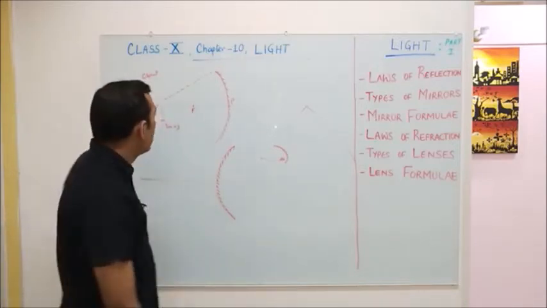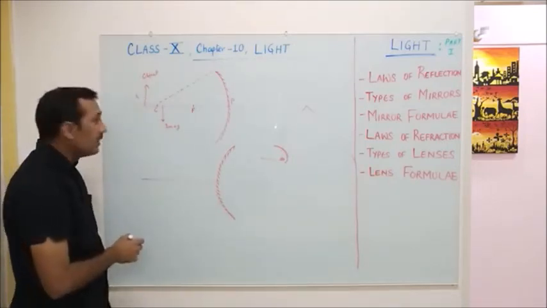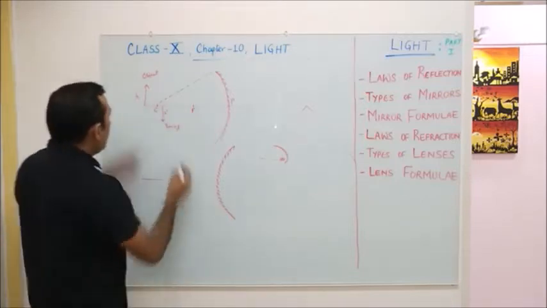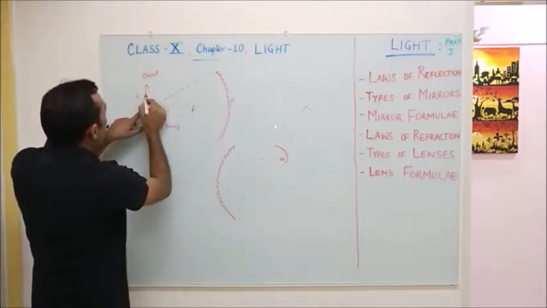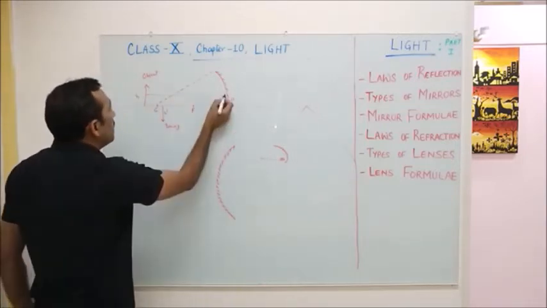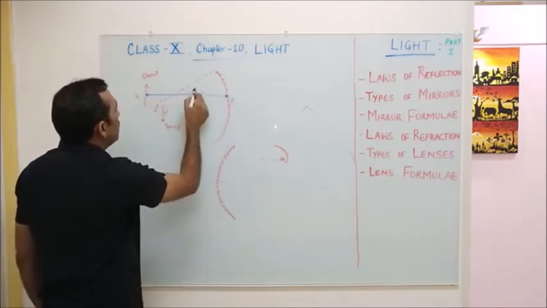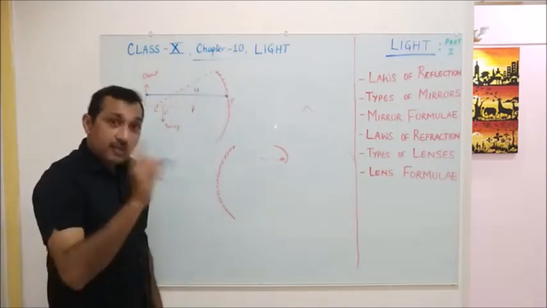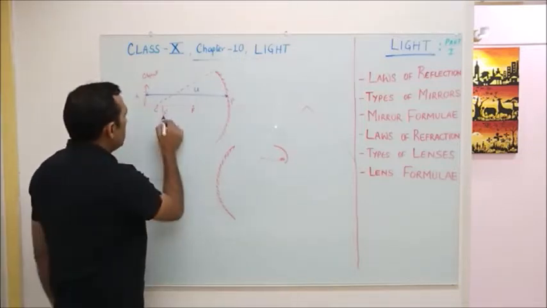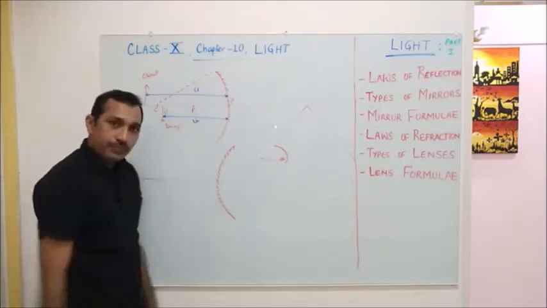If the height of the object is h and the height of the image is h dash, and the distance from the pole to the object is u, and the distance from the image to the pole is v.